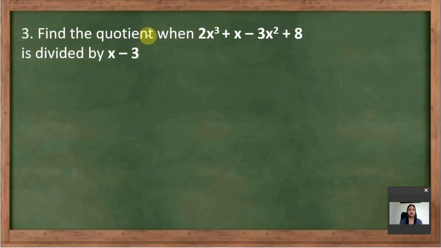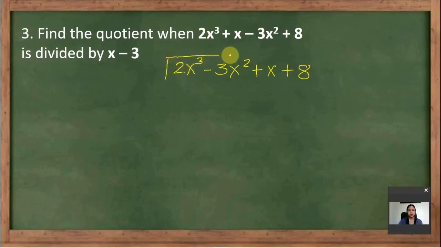Question number 3. Find the quotient when 2x cubed plus x minus 3x squared plus 8 is divided by x minus 3. So we will first rearrange the terms in the dividend. So this becomes 2x cubed minus 3x squared plus x plus 8. So make sure that the arrangement is in descending order, both the dividend and the divisor, divided by x minus 3. So divide 2x cubed by x. So this is 2x squared.